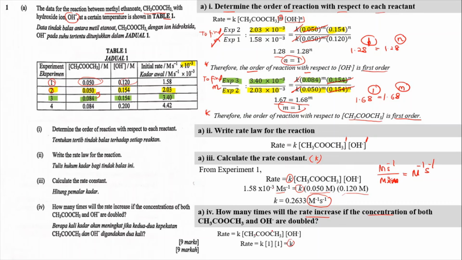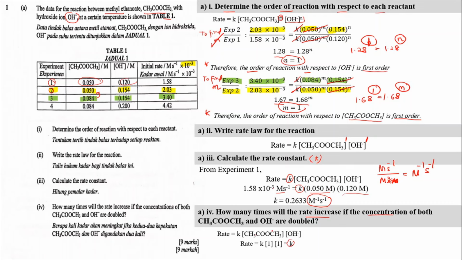Okay, so the difference between the first equation and the second equation is that it is multiplied by 4. So I can say that the rate of the reaction will increase by 4 times. Okay, so that is how to answer question number 1A.